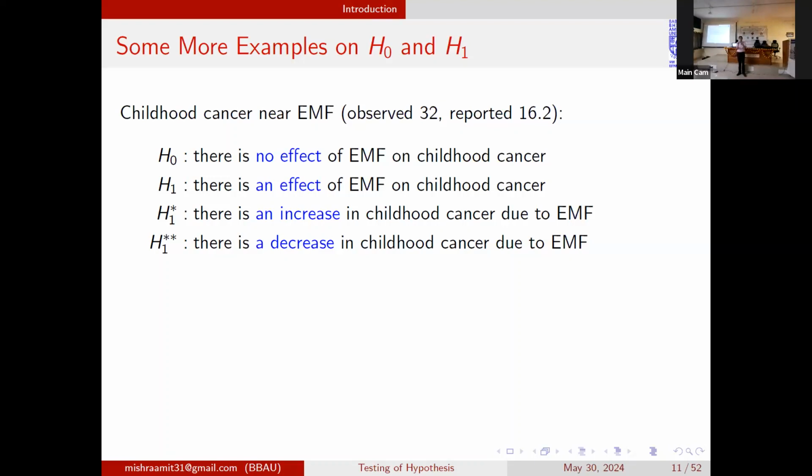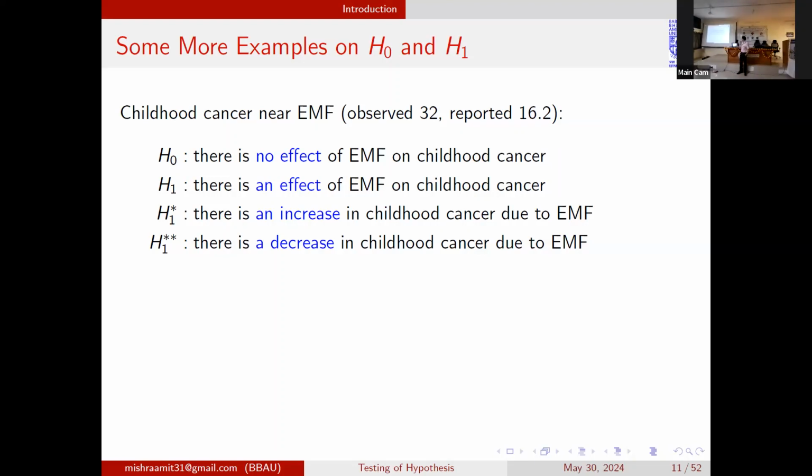Now, no effect can also resemble the null hypothesis. So we want to reject it. We want to discredit it, because researchers think that there is an effect of EMF. So this is the null hypothesis. Now, what is the alternate? I have said that the alternate is what you conclude when you reject the null. Here we have three possibilities.